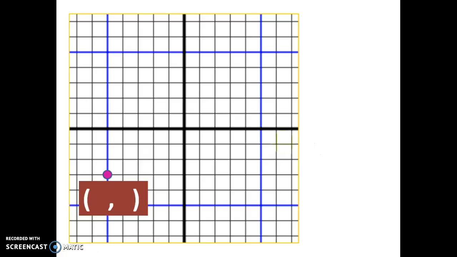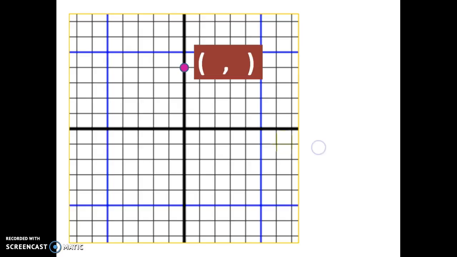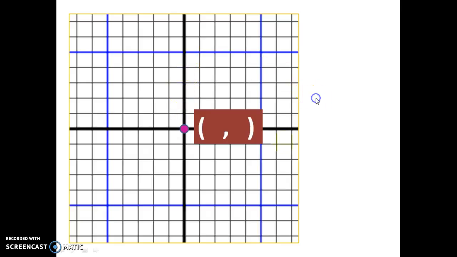Where does this point lie? -5, -3. This point lies at 0, 4. We've gone 0 units to the left or right, but we've gone up 4. So 0, 4. Where is this point? Well, from that origin, we move 0 units left and 0 units to the right, which means our origin is always located at the point 0, 0.